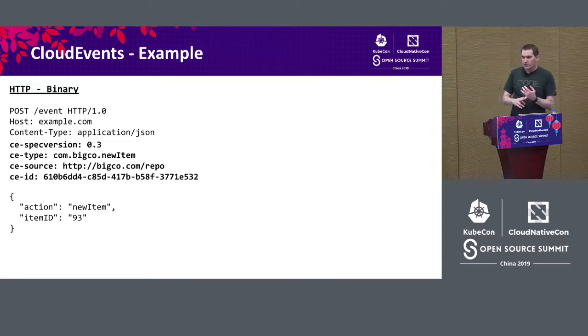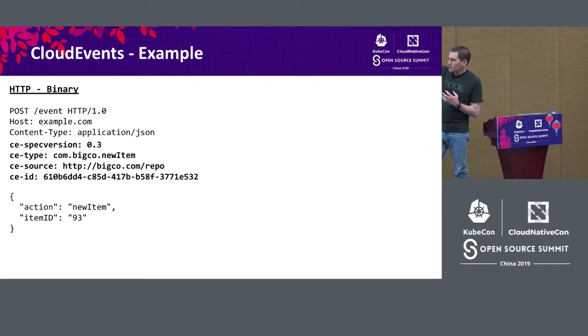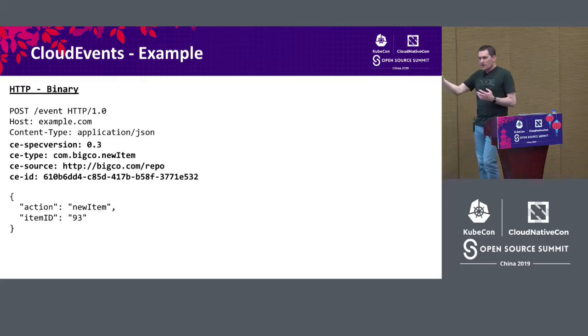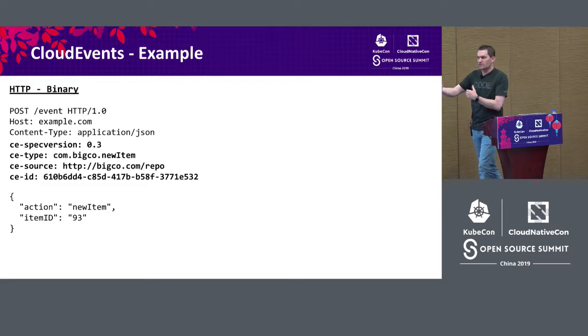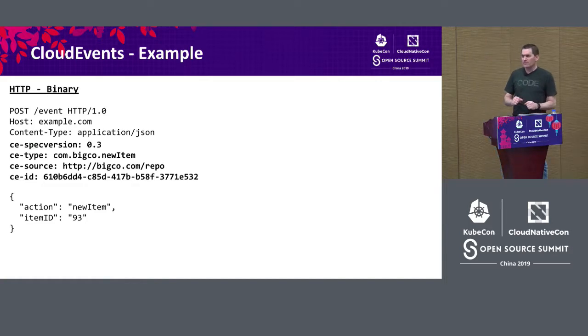Spec version. So this is the version of the CloudEvents spec, very basic stuff. Type. What is the type of the event that's flowing through here? So if you look at what's happening here, we're saying, okay, this is a com.bigco.new event, or new item. So new item is technically the action itself or the type of event, but we prefix it with com.bigco because it's from that source, right? Just so we get a little bit of uniqueness to it, because there could be lots of event producers producing a new item type of event.